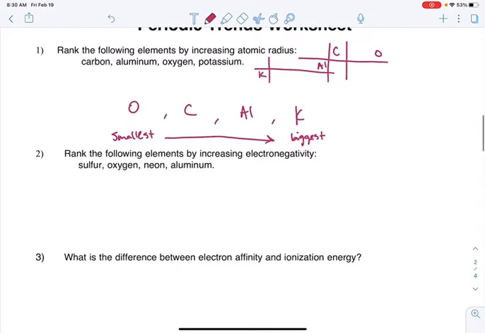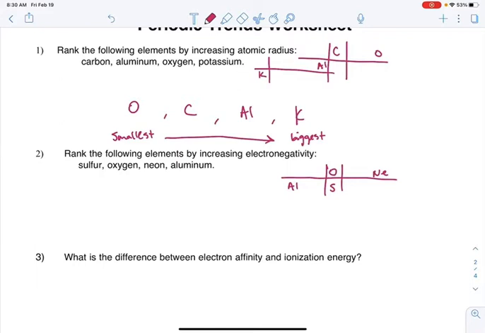Rank the following elements by increasing electronegativity. So we have, using our periodic table, right, we're going to draw a little simple picture. So we have sulfur, and then oxygen is directly above sulfur. Neon is over here, same level as oxygen. And then we also have aluminum, which is same level as sulfur, but over here, right? This just helps make your left and rights, up and downs, a little easier to see. I always draw a little picture like this.